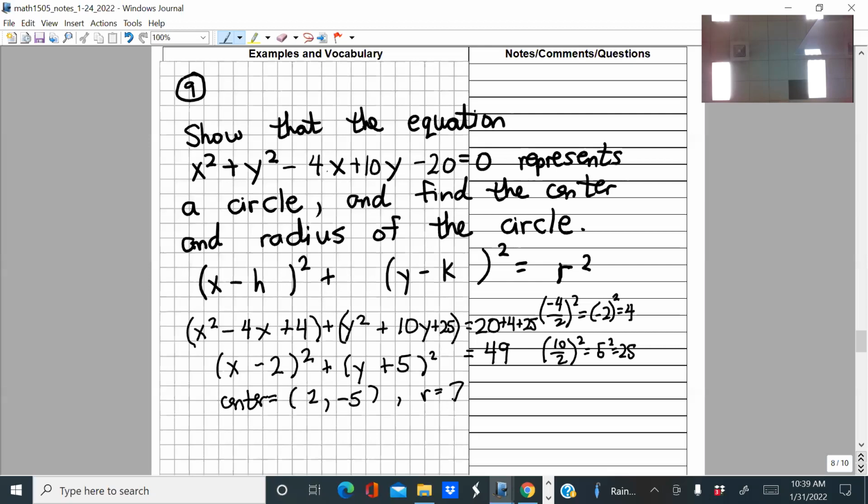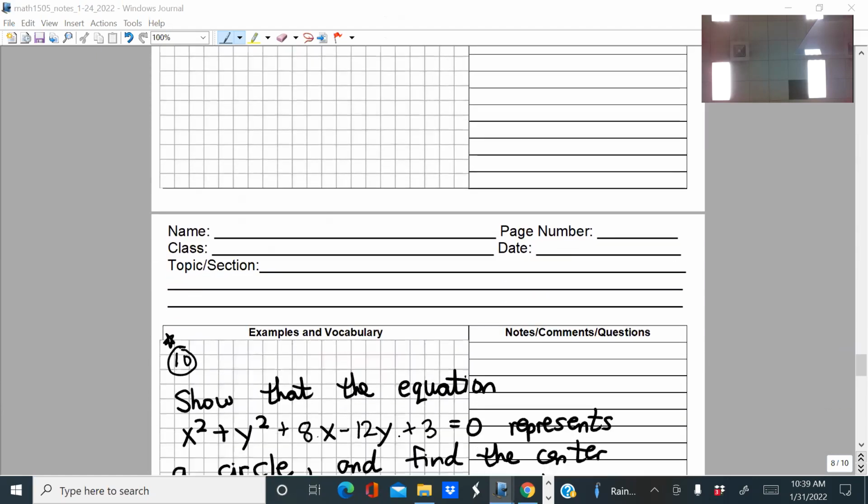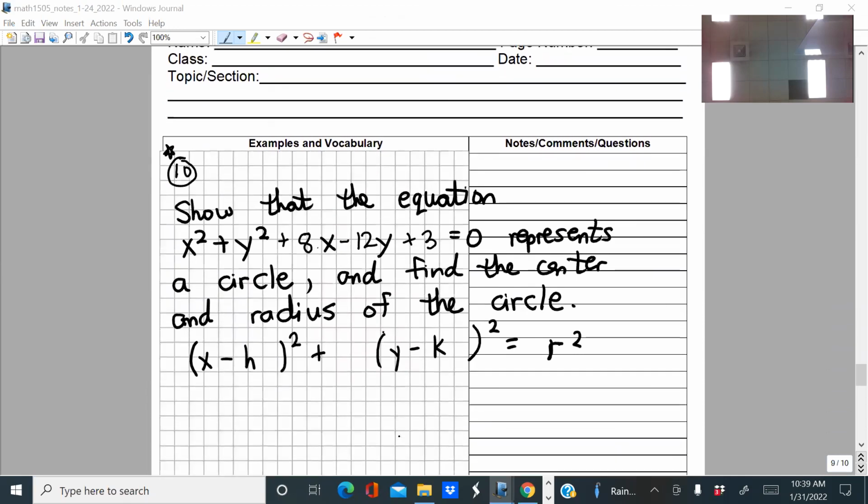Okay. Emil says no. All right. Okay. Well, we're going to find out. All right. So let's try one for you guys to do. All right. So let's try this one.